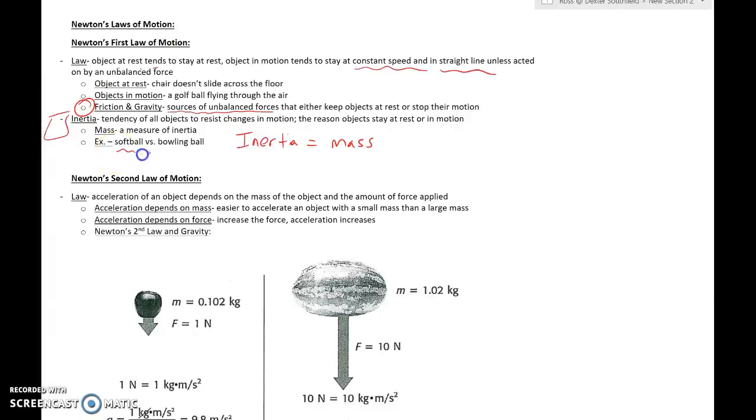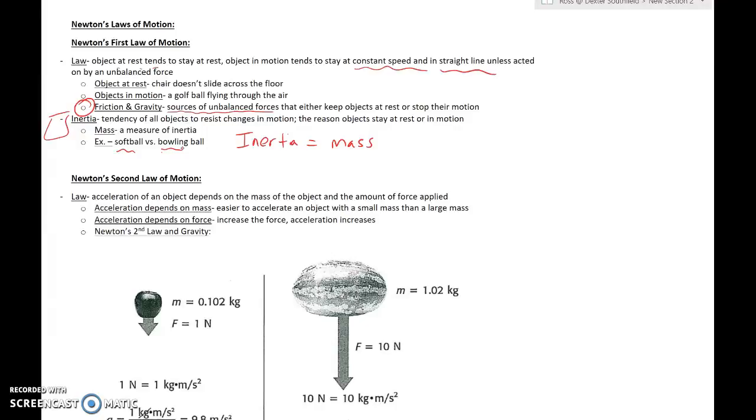So the softball versus a bowling ball. The softball is lighter than the bowling ball. It's therefore easier to throw or to stop, right, to catch, than would be a bowling ball. The bowling ball has more inertia. It has more mass. So that's Newton's first law.